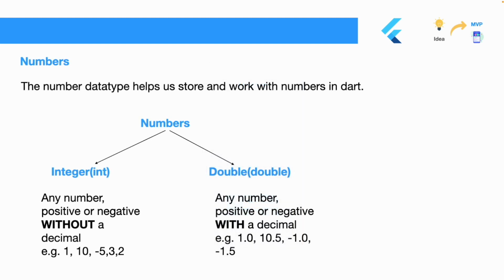The number data type in Dart helps us store and work with numbers. For example, if you wanted to build a calculator in Dart, you would use the number data type. The number data type has two subtypes, integer and double. An integer is any number, positive or negative, without a decimal. A double is any number, positive or negative, with a decimal. This is why when we created the age variable in the last lesson, we specified the type of the variable as an integer, or int.